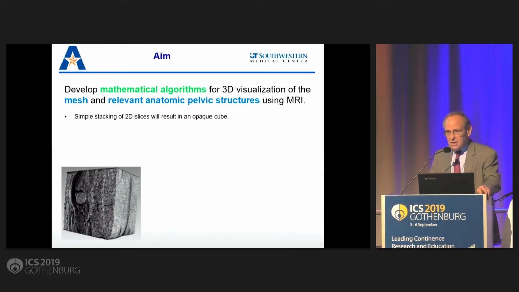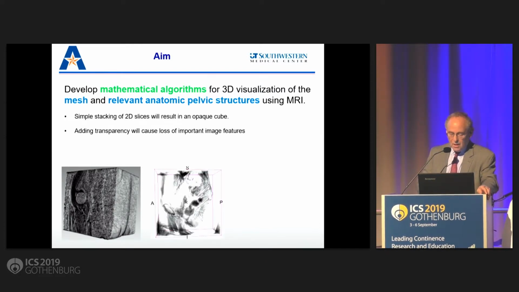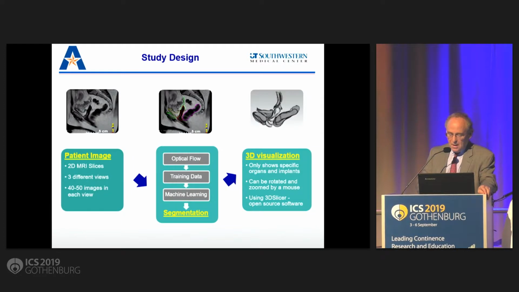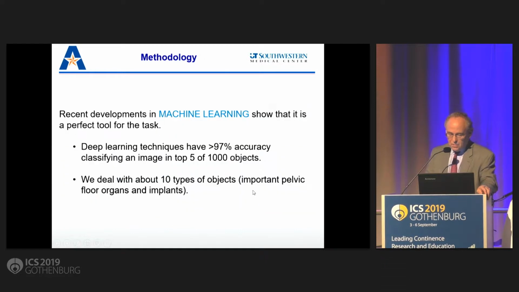If you take the slices on the MRI and put them together, you get a big opaque cube. That doesn't work. If you use transparency technologies, you withdraw images to see the key things. That doesn't work either. You're missing important features. The best technology they're offering right now is called image segmentation. And this is based on this follow-up process here, going from optical flow to training the machine, and then to bring that into a 3D Slicer.